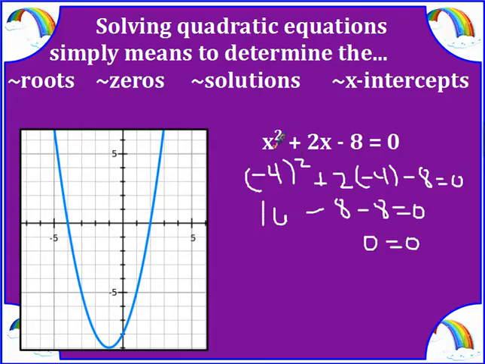If I plug in +2 everywhere for an x, because that's my second root or solution, that's going to give me 4 plus 4 minus 8 equals 0, and indeed we get another true statement. So just keep in mind that when you're solving a quadratic, you are finding the points where they cross the x-axis, if they cross at all.